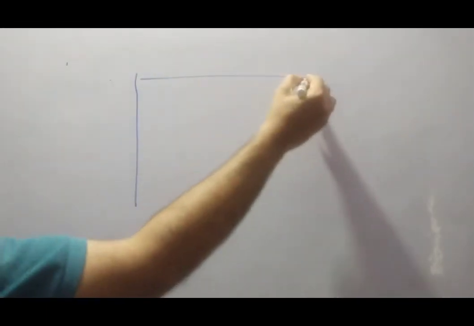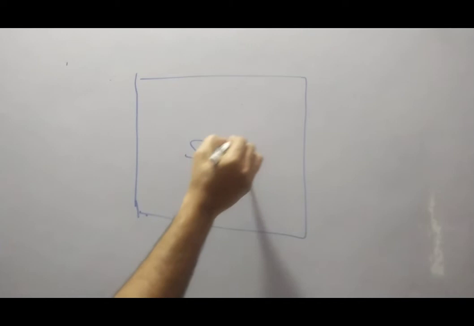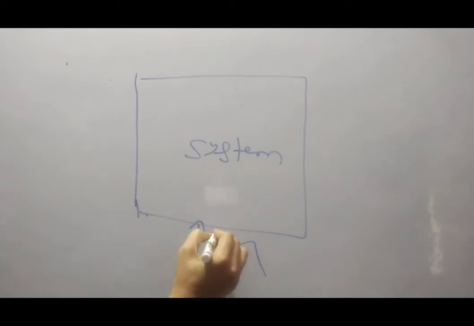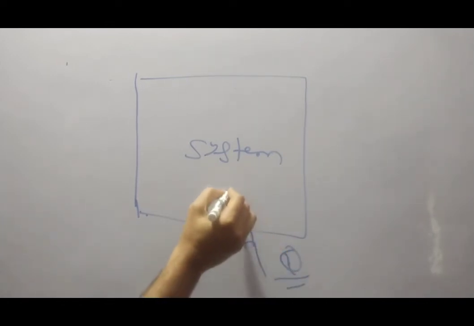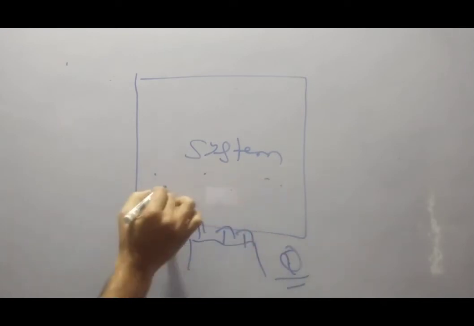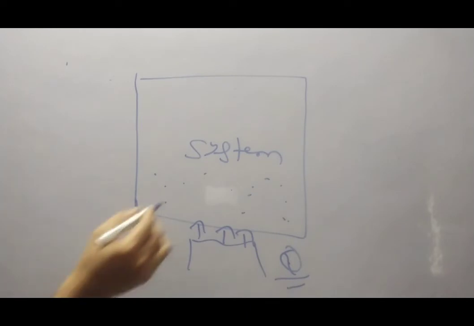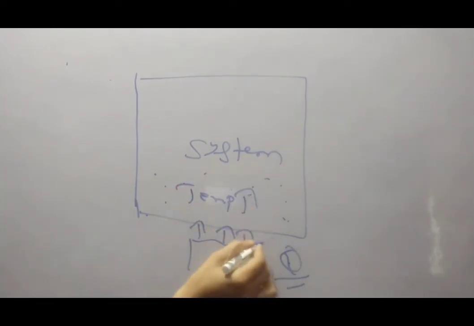Now, in thermodynamics, I am taking a system here. This is a system. I already defined what a system is. Here you are supplying some heat. So heat energy you are supplying to the system. These are gases, so here the temperature will increase because of this heat.